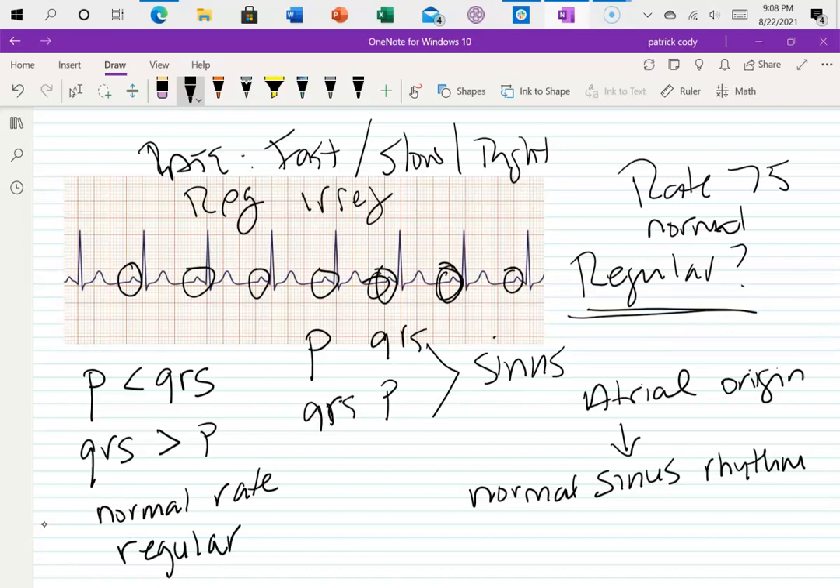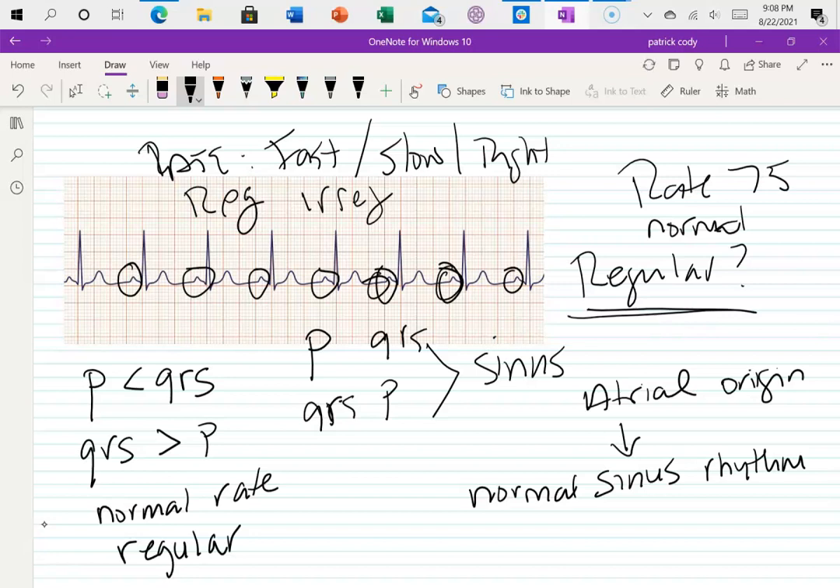We'll talk about in other lessons how you can get into a situation where the P waves have different morphologies, and morphology means the shape, and so you can have P waves with different shapes that tell you they're coming from different foci or locations within the atria. But for today's lesson, we're just going to focus on the basic, normal, plain Jane vanilla ice cream rhythm called normal sinus rhythm.